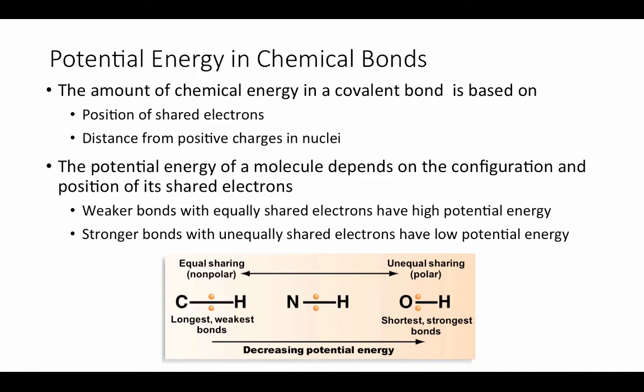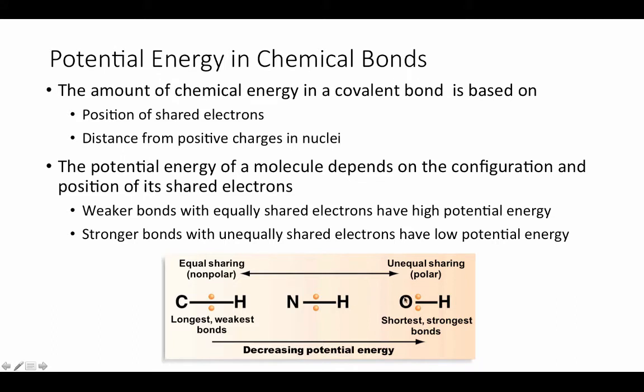A few examples: something like a carbon-hydrogen bond, those electrons are going to be equally shared, which means they're nonpolar, and these are going to be relatively long bonds, which means that the atoms are going to have a greater distance between their nuclei, and these bonds are going to be fairly weak. It's going to be fairly easy to pull one of those hydrogens off. And then in the middle, we've got a moderately polar bond between nitrogen and hydrogen, where the electrons are held a little bit closer to the nitrogen.